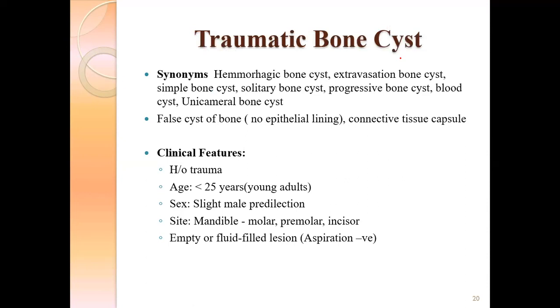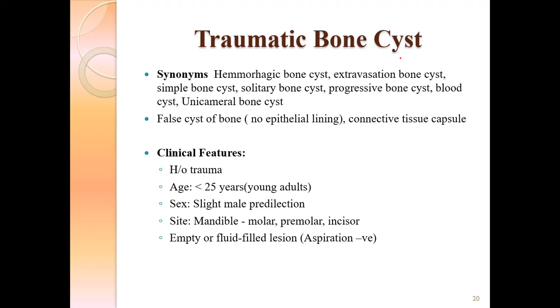Our next lesion is the traumatic bone cyst, and it has got a lot of synonyms. And the most common includes extravasation cyst, solitary bone cyst, and unicameral bone cyst. It is considered to be a false cyst because there is no epithelial lining. Instead of the epithelial lining, a connective tissue capsule will be present. For the clinical feature, the patient will be giving a history of trauma, and it is usually seen in young adult males. And the most common site is the molar region, followed by the premolar and then the incisor region.